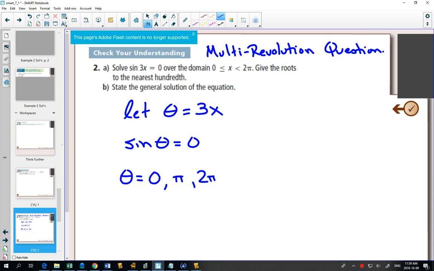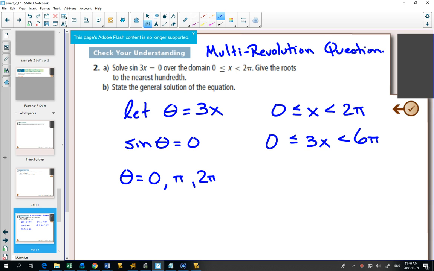Now, it would be nice if it was just that simple, but it's not going to be quite that simple. You notice that they gave us a domain that x is between 0 and 2 pi. If x is between 0 and 2 pi, what would 3x be between? 0 and 6 pi.